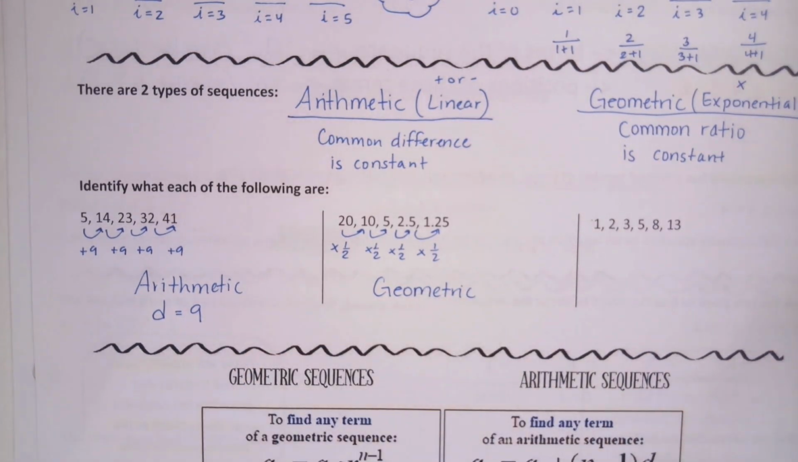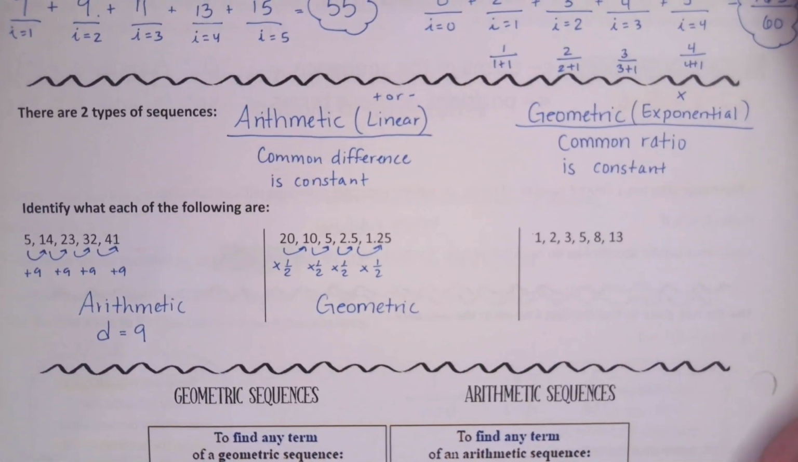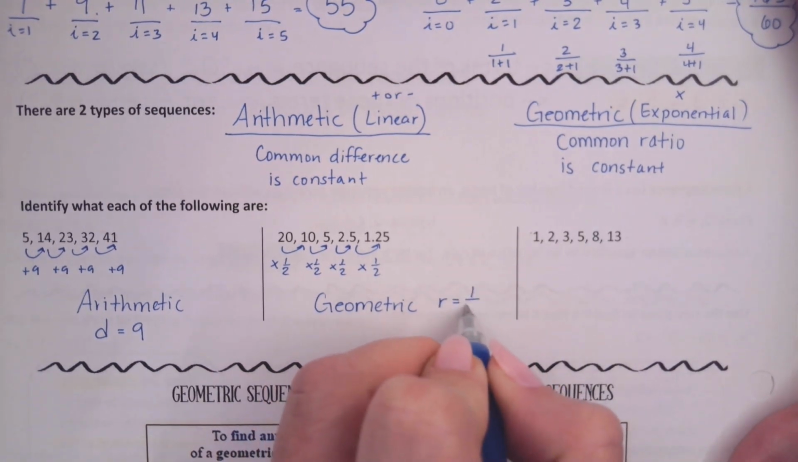So for arithmetic, the common difference was the variable D. What do you think our variable is going to be for geometric? R for common ratio. Yeah. R equals 1/2.